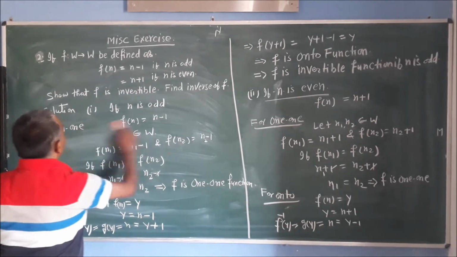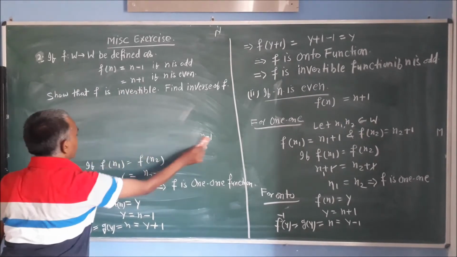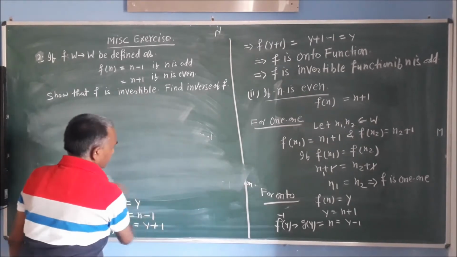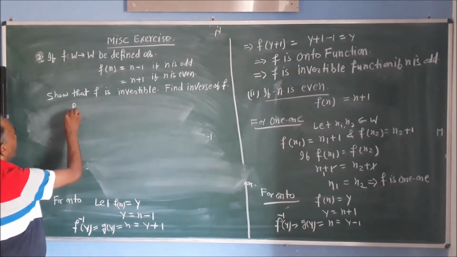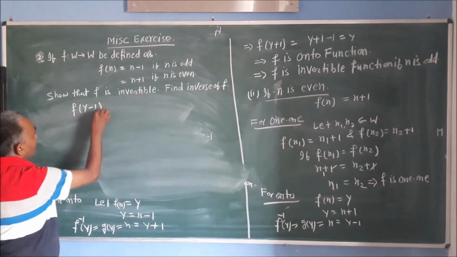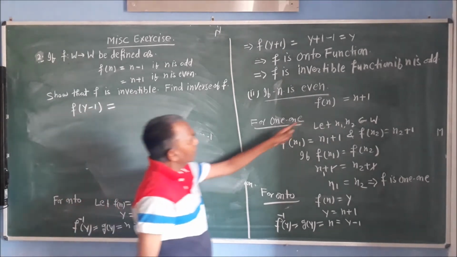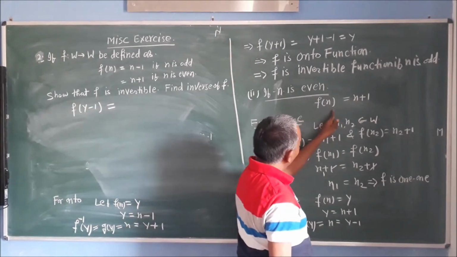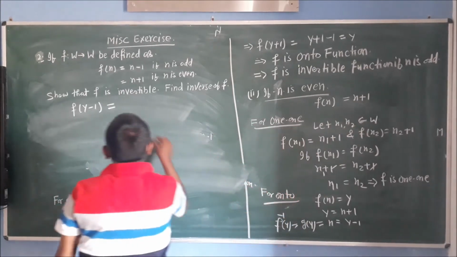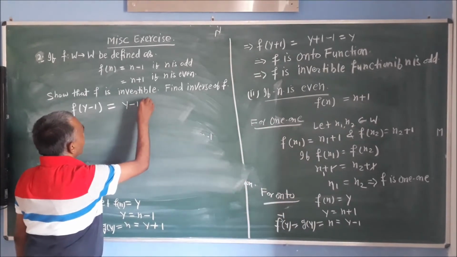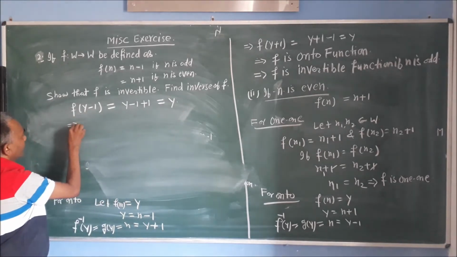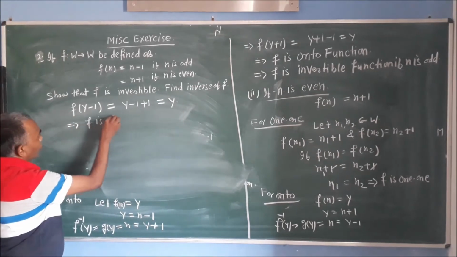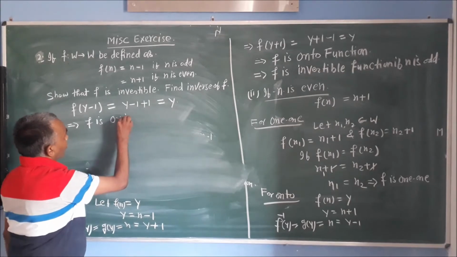After that we will calculate the value of f of y minus 1. In place of n you write y minus 1. So this will be equal to y minus 1 plus 1, which is equal to y. This implies f is an onto function.